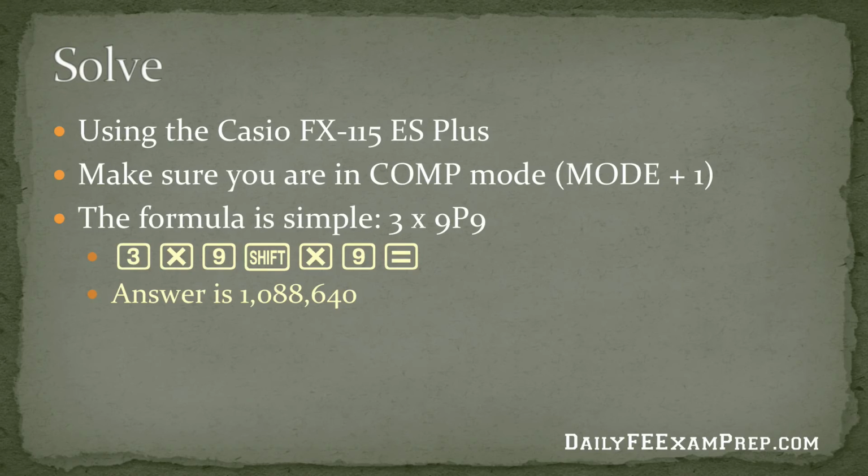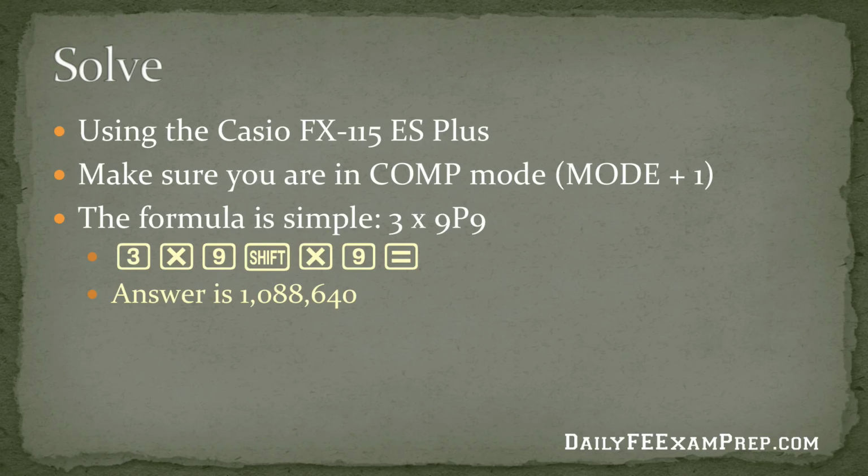You can do it either way. You can do 3 times 9P9 because there's a permutation function already built into the calculator. All you need to do is hit the keystrokes listed here: hit 3, then the times key, then 9, then shift and the times key again, which gives you that nPr function, then hit 9 again, and then your equal sign. It's just that simple. You don't even have to worry about messing around with factorials and dividing by factorials. It'll spit out the answer right away.